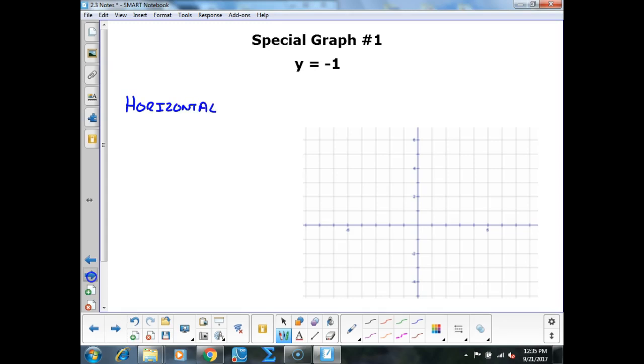So all horizontal lines have the form of y equals some number, and all horizontal lines have a slope that is... What's the slope of this line? 0. We learned that one yesterday. Yep. Slope is 0. Okay. So, that means my y-intercept is the point 0, comma, negative 1.